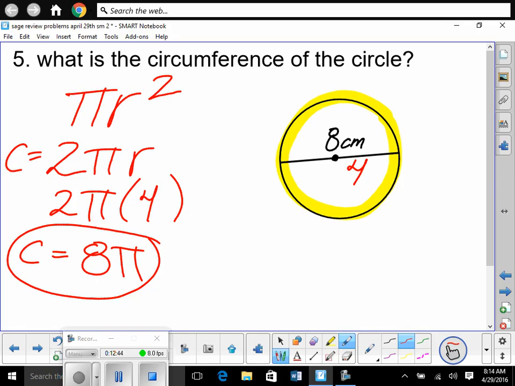Okay, now let's make sense of the formula, guys. If we know to find the physical distance of the outside of the circle, isn't it s is equal to radius times theta, where theta is in radians, right? Because radians is the physical distance.